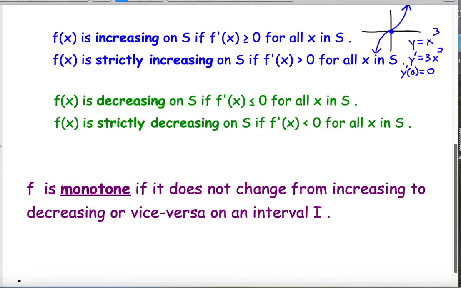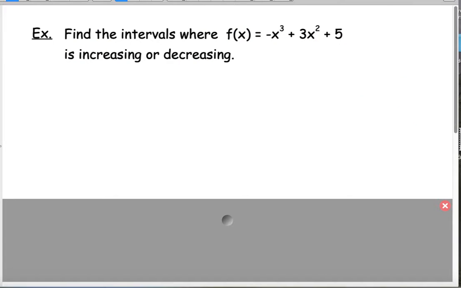All right, so this doesn't really help unless we jump into a couple of examples. So let's go through two examples. Let's find the intervals where this function is increasing or decreasing. So the first thing we're going to do is we're going to find the derivative.